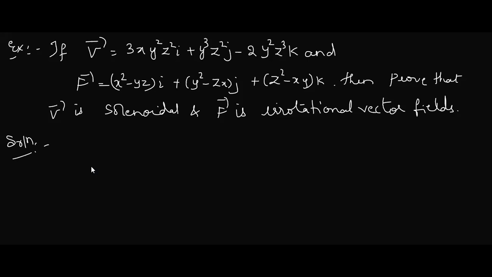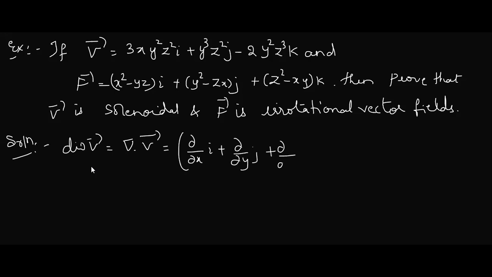Divergent of V. And ultimately, what is the answer we are expecting here? Zero. Okay, zero, that you should keep in mind. Now, divergence of V means how to take divergence. Del dot V, vector V, right? So del means dou by dou x i, dou by dou y j, dou by dou z k, dot product with V: 3x y square z square i, y cube z square j, minus 2y square z cube k.